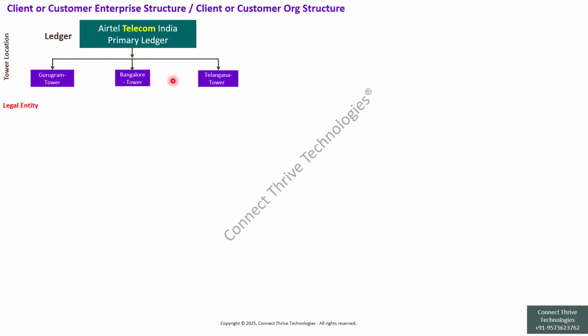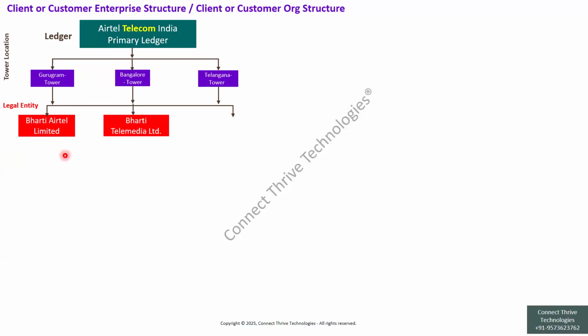But for each location, they have multiple legal entities with multiple telecommunication related operations. If you see here, we have Bharti Airtel. This legal entity mainly deals with all telecommunication related activities like mobile phones and cell tower related activities. This entity will handle that. Next we have Bharti Telemedia Limited. This is mainly DTH services. We know TV DTH service, so that service they will do.